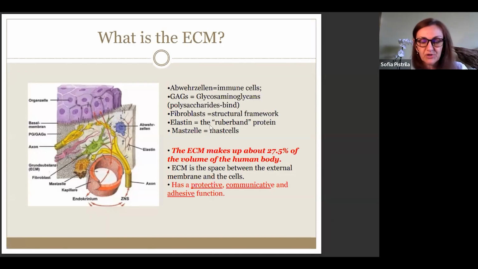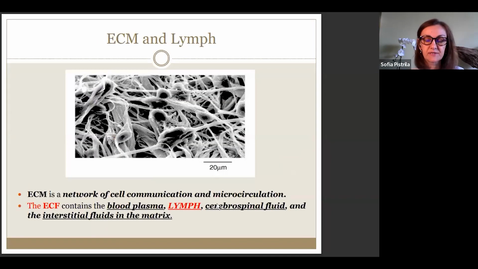One thing very, very interesting, I didn't know about that until recently, until I started writing this: extracellular matrix makes up about 27.5% of the volume of the human body, so more than a quarter. Very interesting, right? It has protective, communicative, and adhesive functions. It not only keeps everything together, it protects all the cells, but actually makes the cells communicate. And it's not only communication with the cells, but communication with the nervous system and actually the neuroendocrine system, not only the nervous system.